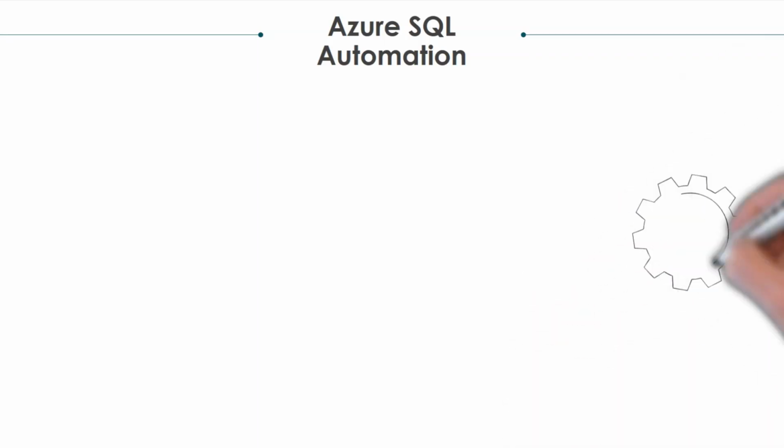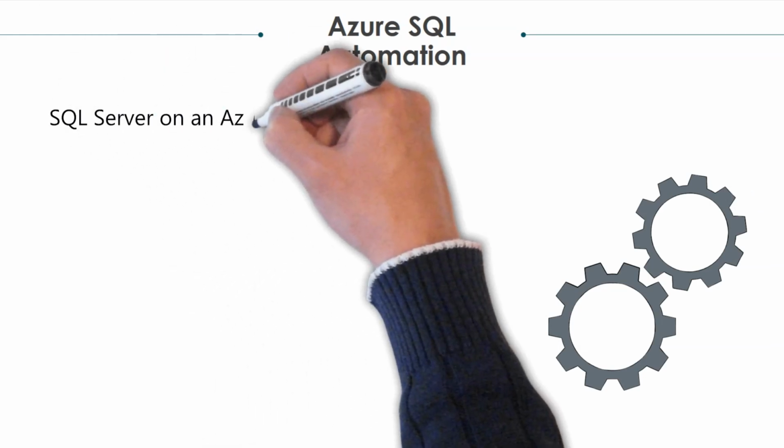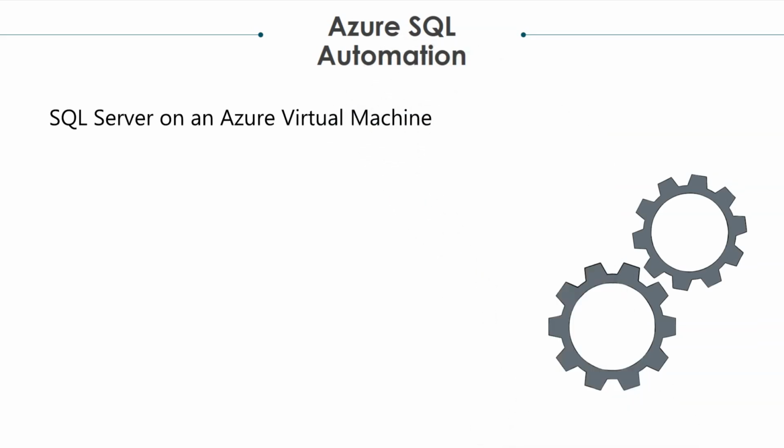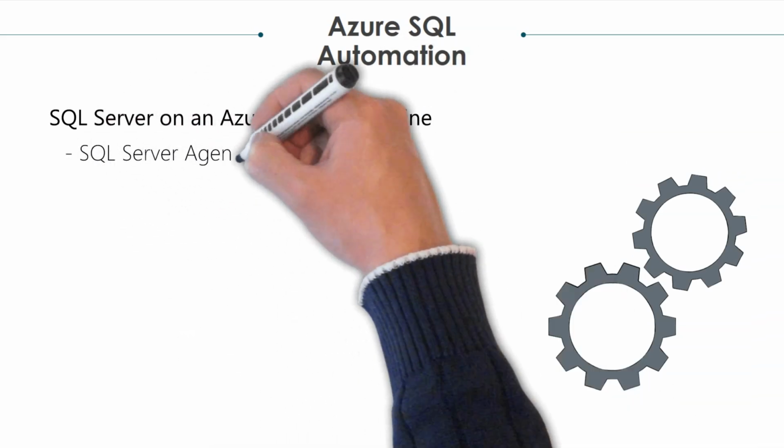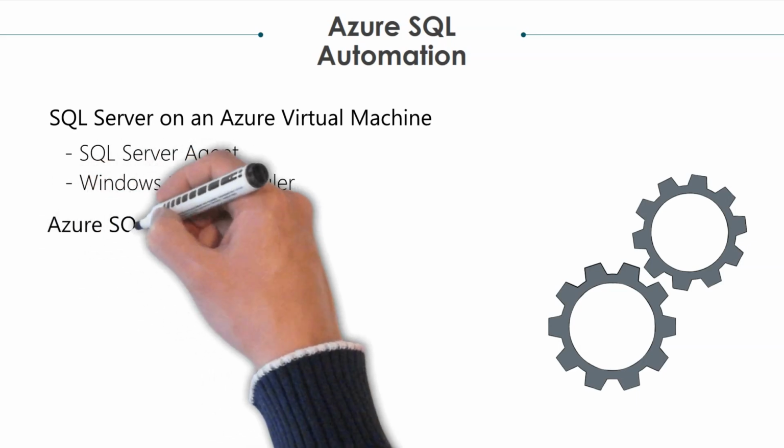Automating processes is an integral part of database administration. Azure SQL provides native tools to perform database maintenance tasks for automation purposes. For a SQL Server on an Azure virtual machine, you have access to scheduling services such as the SQL Server Agent or the Windows Task Scheduler. These automation tools can help keep the amount of fragmentation within indexes to a minimum.